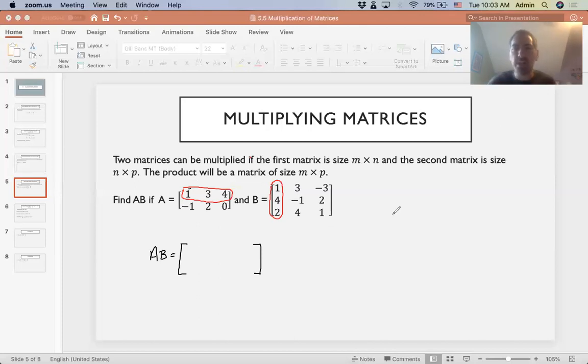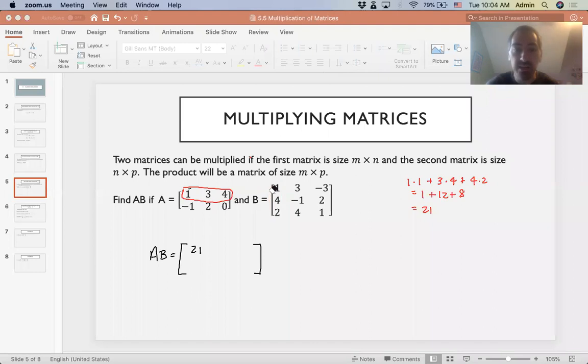Maybe you want to come out to the side and do some scratch work to keep it straight in your head. So we're saying 1 times 1 plus 3 times 4 plus 4 times 2. That gives me 1 plus 12 plus 8, which is 21. That is my first entry of my matrix A times B.